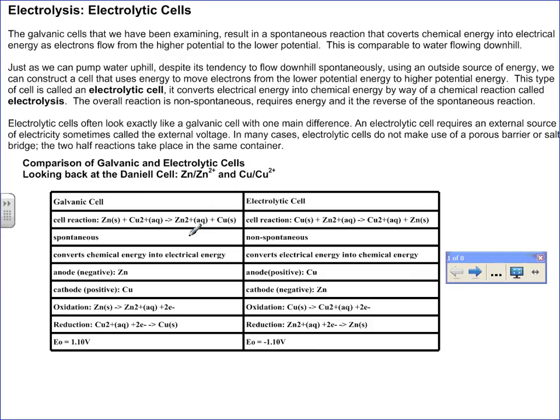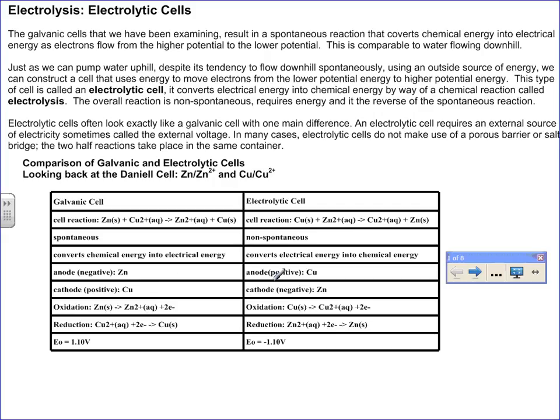So a galvanic cell is spontaneous, it occurs naturally, while an electrolytic cell is non-spontaneous. In a galvanic cell, we've got chemical energy and we're converting it into electrical energy. In an electrolytic cell, we're applying electrical energy to convert it to chemical energy. The anode and the cathode are the opposite. In the galvanic cell here, the anode is zinc, and the anode is where the electrons are being generated, so it has a negative charge, and they're being consumed at the cathode, so it has a positive charge.